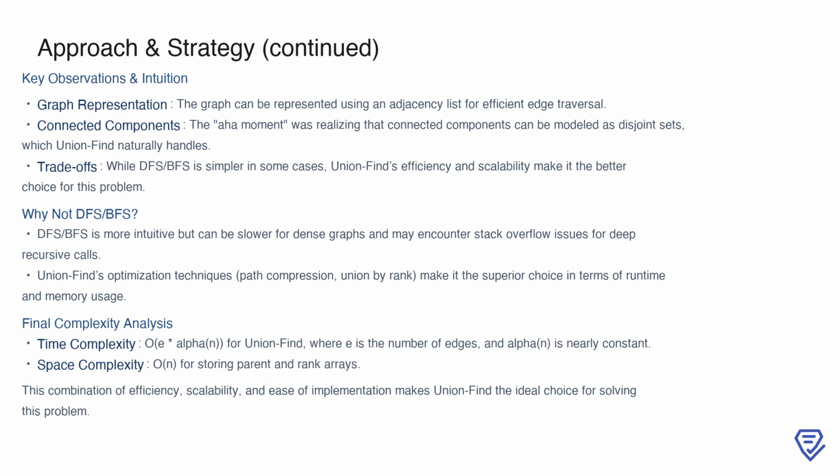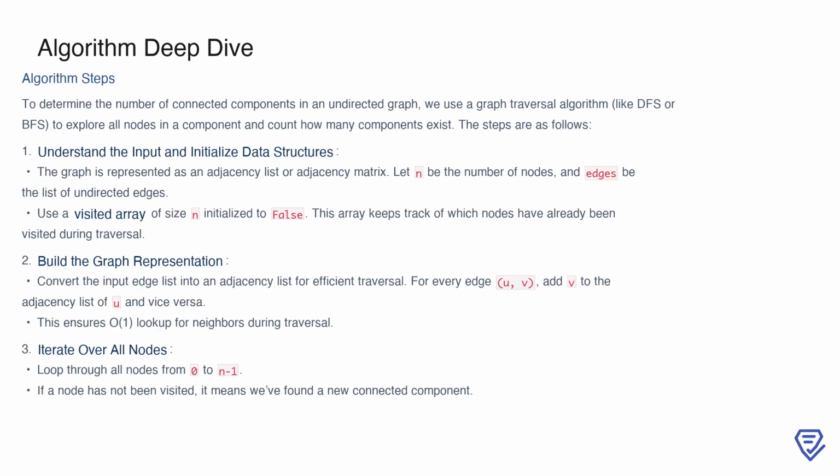To determine the number of connected components in an undirected graph, we start by understanding the input and setting up the necessary data structures. The graph is given as an adjacency list or matrix, where n represents the number of nodes and edges is the list of undirected edges connecting the nodes. One of the key data structures we use is a visited array of size n, initialized to false, which helps us keep track of the nodes we've already visited during traversal.